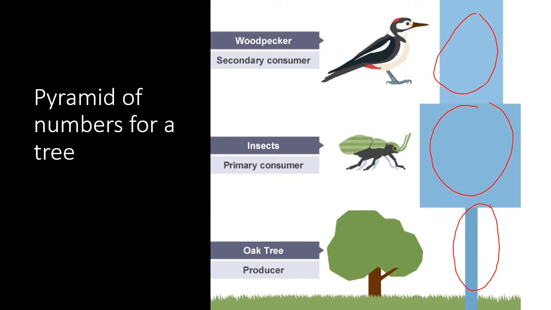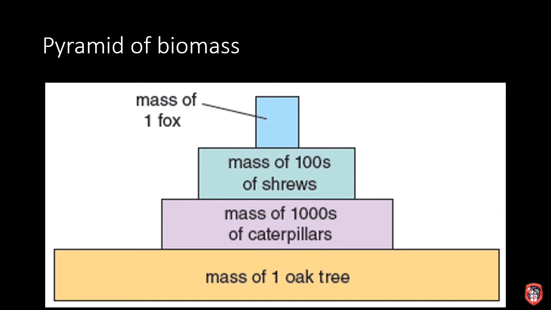And therefore, scientists quite often plot a different kind of pyramid. They'll plot what's called a pyramid of biomass. A pyramid of biomass is the total mass at each level. So if we think here is a massive oak tree, there's only one oak tree, but it has a very large mass. Now, let's go back to a different example.